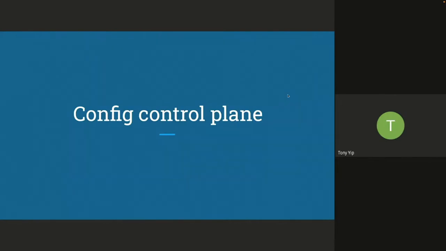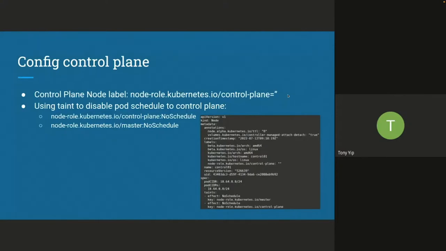So when your cluster is almost ready, now we configure some node objects inside the cluster. To prevent pods being assigned to the control plane, we are editing the node object. We add a label for the control plane node, which is node-role.kubernetes.io/control-plane. With this label, when you type kubectl get node, you will see this node with a role of control-plane. And then you can use a taint to disable pod scheduling to the control plane. You can see on the right side in the screen cap. When you have a key node-role.kubernetes.io/control-plane and the effect is NoSchedule, then the pod will not be scheduled to this node.